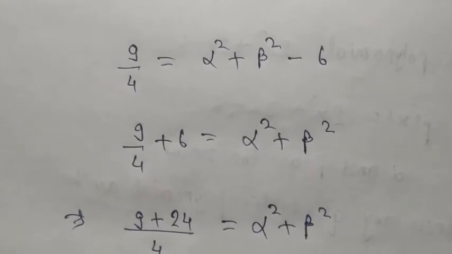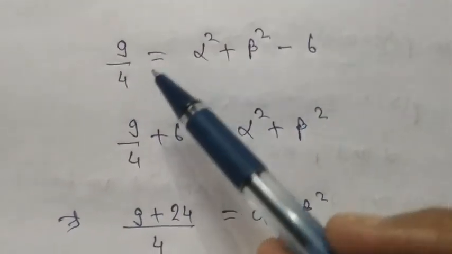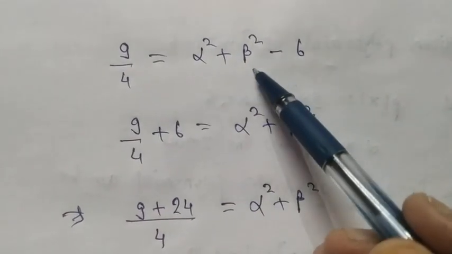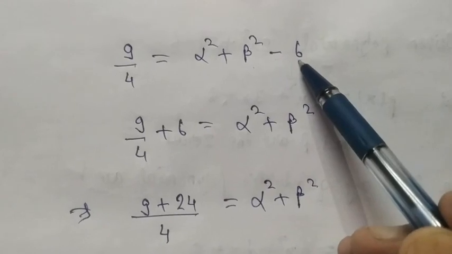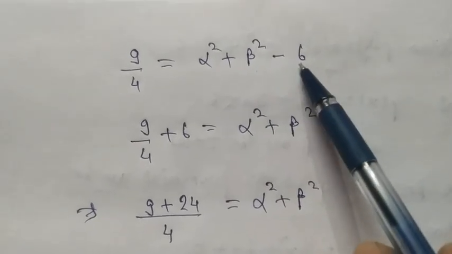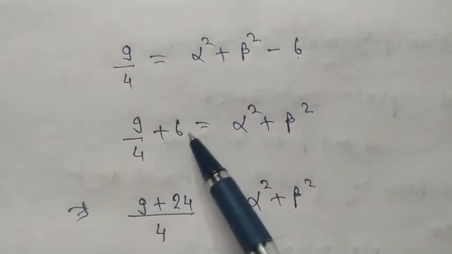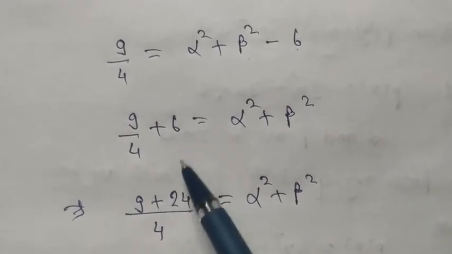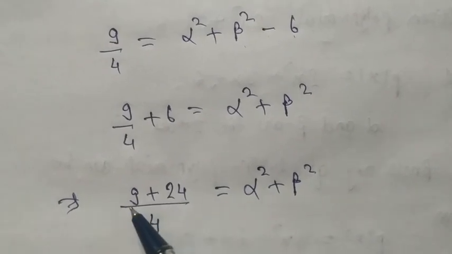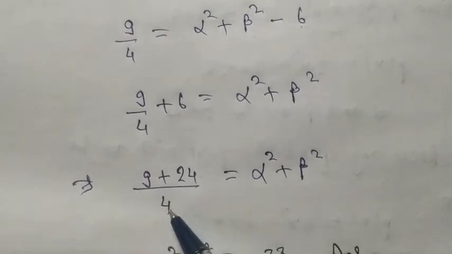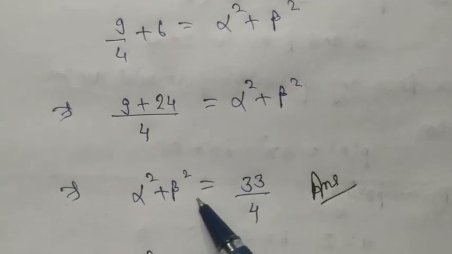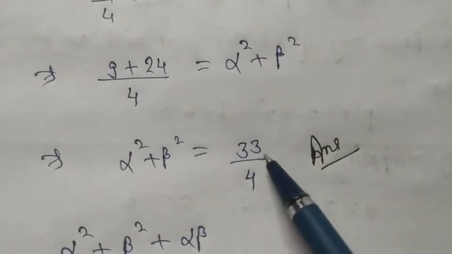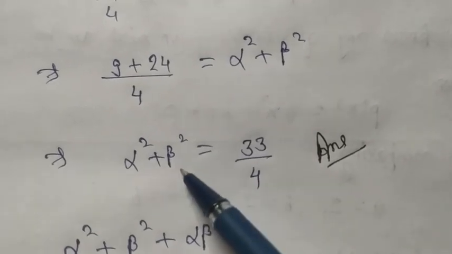Okay, now minus 3 by 2 whole square will come 9 by 4 is equal to alpha square plus beta square, and that will be minus 6. Okay, now transfer this minus 6 this side, so 9 by 4 plus 6 equal to alpha square plus beta square. So when you solve it, LCM will be 4, and 4 sixes are 24, and 9 plus 24 is 33 upon 4. So you will get the value of alpha square plus beta square, which is equal to 33 by 4. Only this we have to calculate.